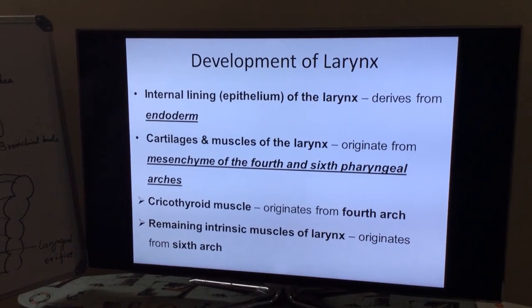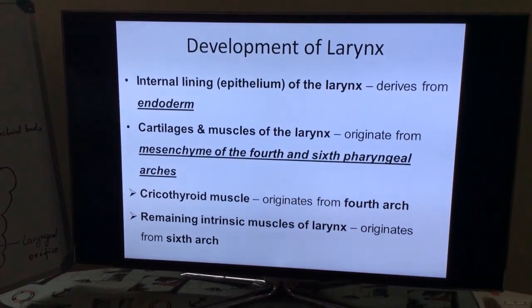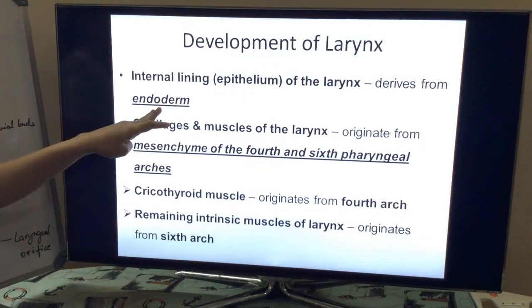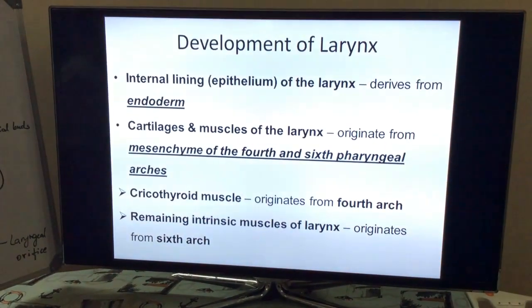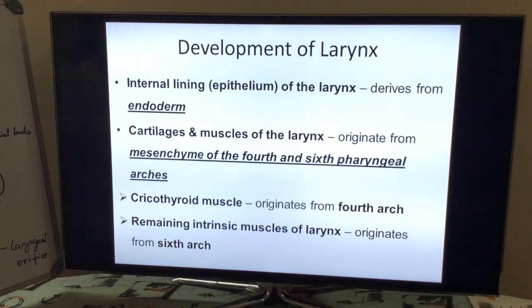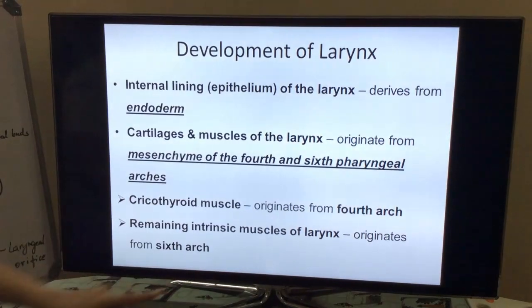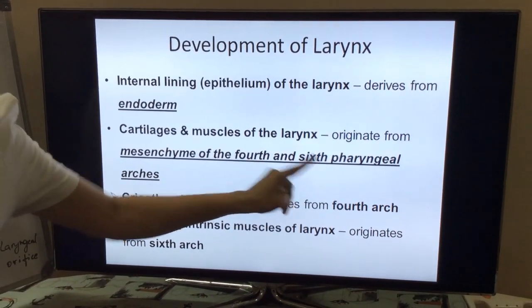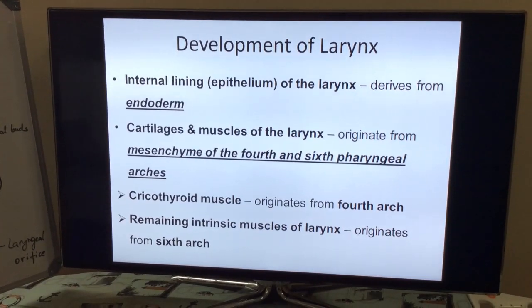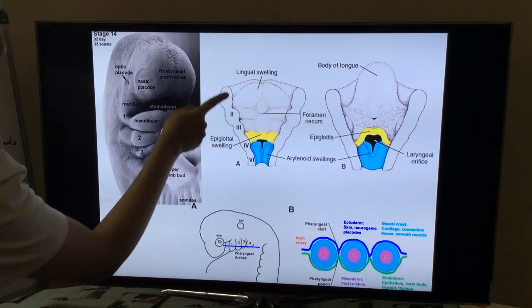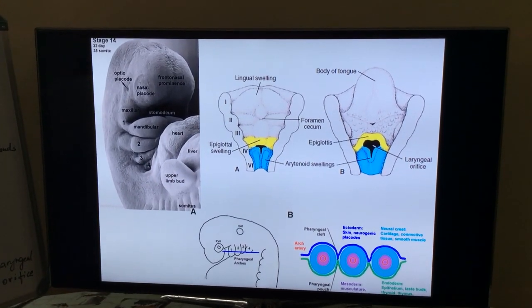Okay, so if you see the development of the larynx, the epithelial lining, as I told earlier, derives from the endoderm part, but the cartilages and the muscles of the larynx originate from the mesenchyme of pharyngeal arches, which includes 4th and 6th pharyngeal arches. So I had told the pharyngeal arch is the lower part, 4th and 6th. There will be formation of 6 arches among that.